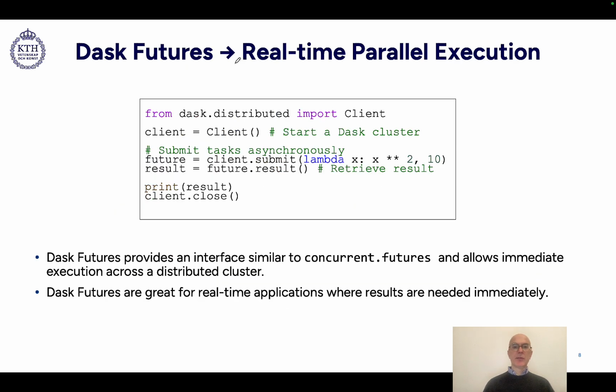Last but not least, Dask futures are great for real-time parallel execution and also for workflows. They provide an interface very similar to the Python concurrent futures and allow immediate execution across a distributed cluster. So it's not lazy anymore, but the execution is immediate. As I said, Dask futures are great for real-time applications.